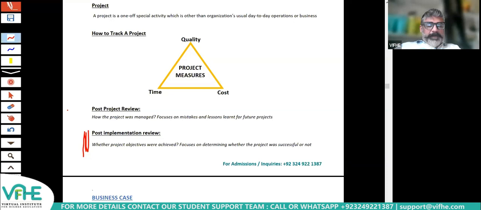Post-implementation review and post-project review. Let's talk about this. Can you read and try to guess what it means? Post-implementation review.